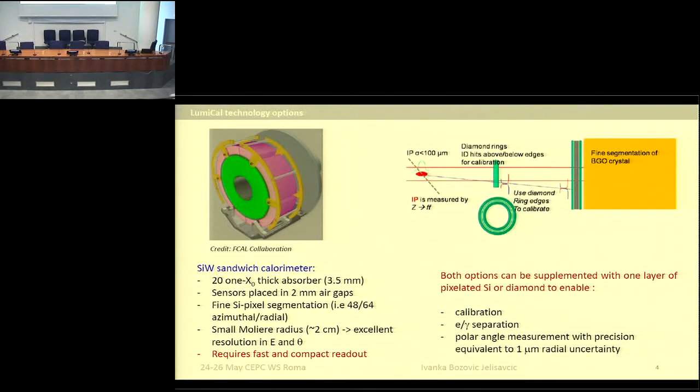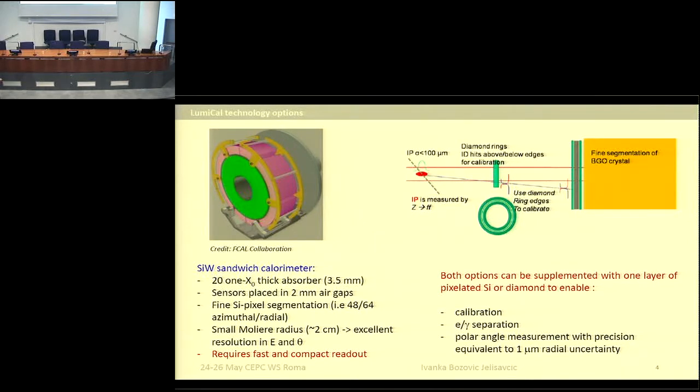The other possibility is the silicon-tungsten sandwich calorimeters, proposed basically for ILC and then adopted for all the other e+e- colliders. Again, this is a sandwich type of calorimeter, where one radiation length thick absorbers are interspersed with pixelated silicon sensors. The fact that you can adjust your segmentation to your requirements ensures excellent reconstruction of the polar angle. This structure is compact, the Molière radius is small, of the order of 2 centimeters, providing excellent resolution in E as well. Again, readout, due to the design of your silicon sensor, is more complex.